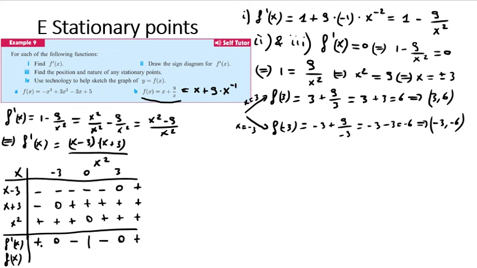So when the derivative of the function is positive, then the function is increasing. When it's negative, it's decreasing. So here it's increasing and here it's decreasing. So that means that we have here a maximum turning point. Here before the stationary point it's decreasing and then it's increasing, so that means that we have a minimum turning point.